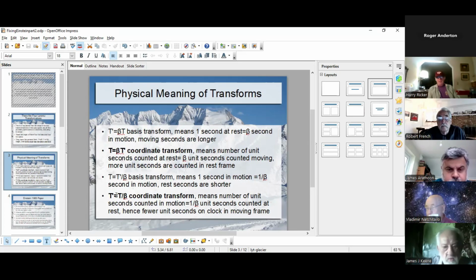And then the last one is a coordinate transformation, and it takes coordinate measure in the rest frame into the moving frame. And we find out that there are fewer seconds counted in the moving frame than are counted in the rest frame. Now, these are highlighted in bold because these two coordinate transformations are what Einstein derives.